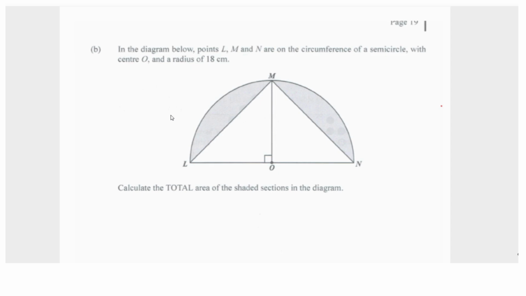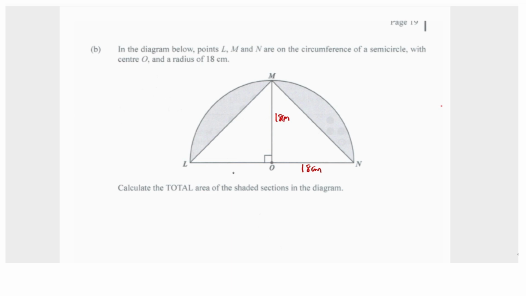In the diagram below, points L, M, and N are on the circumference of a semicircle with center O and radius 18. Calculate the total area of the shaded sections in the diagram. So what we're going to do, we're going to make sure we annotate the radius. Here, ON would be 18 centimeters. And also OM would be 18 centimeters as well.